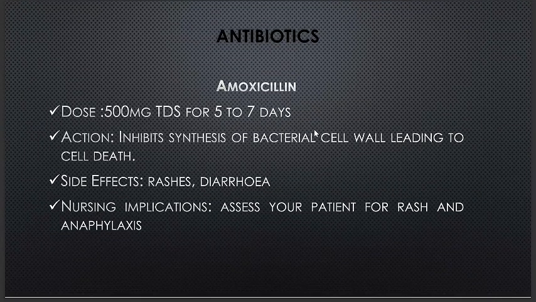And lastly, we have antibiotics. So this condition can come as a result of an infection, a respiratory tract infection. Therefore, we can give an antibiotic such as amoxicillin. The dosage is 500 milligrams TDS for 5 to 7 days. Remember, amoxicillin is an antibiotic that belongs to a class called penicillins. So penicillins are usually bactericidal in nature.